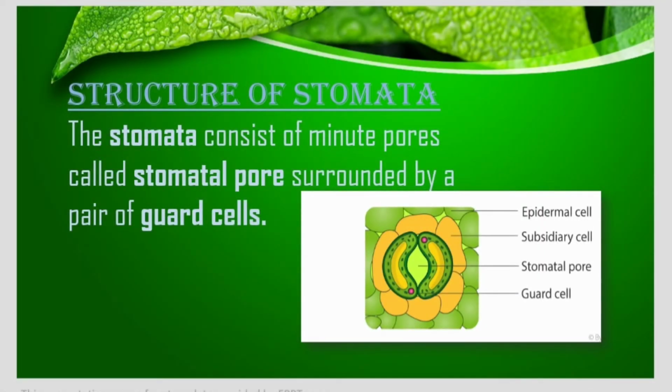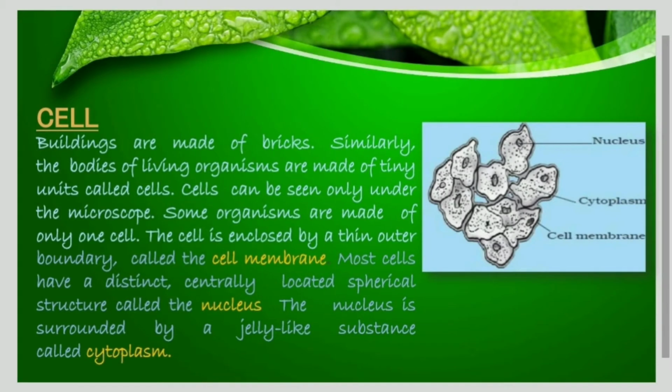Structure of stomata. The stomata consists of minute pores called stomatal pore surrounded by a pair of guard cells. Let us know more about cell. Buildings are made of bricks. Similarly, the bodies of living organisms are made of tiny units called cells. Cells can be seen only under the microscope.